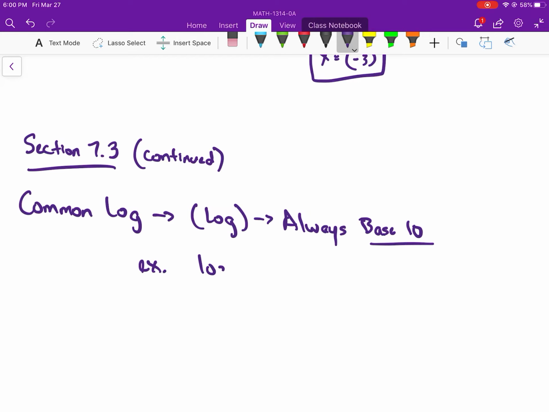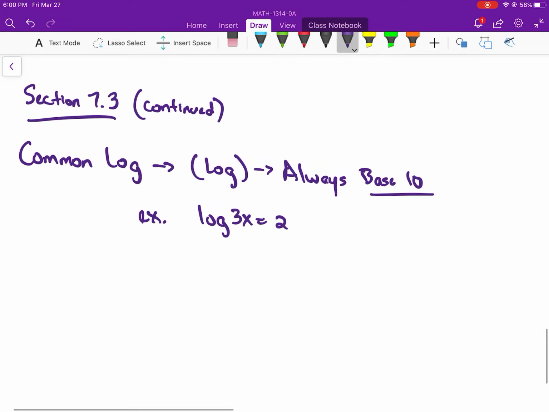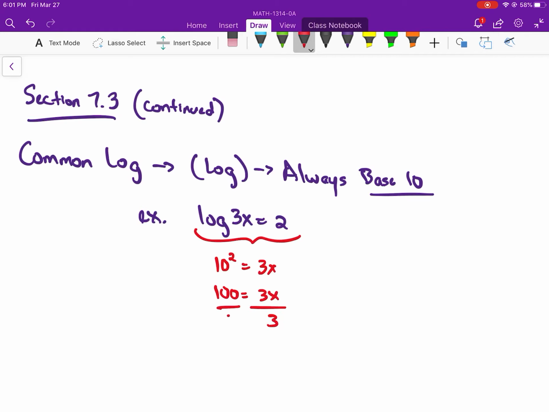Alright, and let me give you a couple of examples here, okay? So if I give you an example of log 3x equals 2, okay? Notice that the base is not pictured. Common log base won't always be pictured, so you have to just know that that is base 10. So this is 10 to the second power equals 3x. And at that point, you could solve this, okay? 10 squared is 100 equals 3x. We divide both sides by 3, and we get x equals 100 over 3, okay?